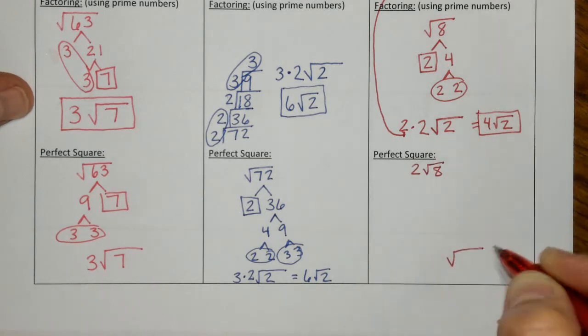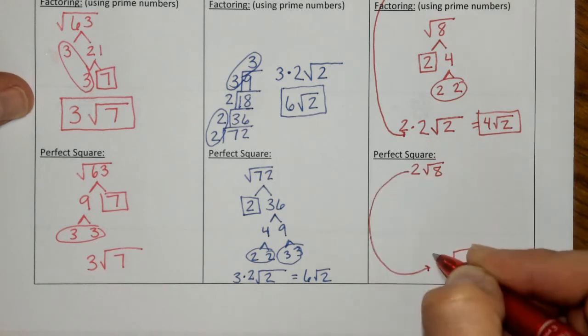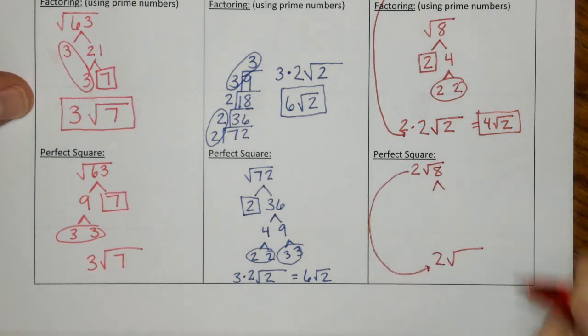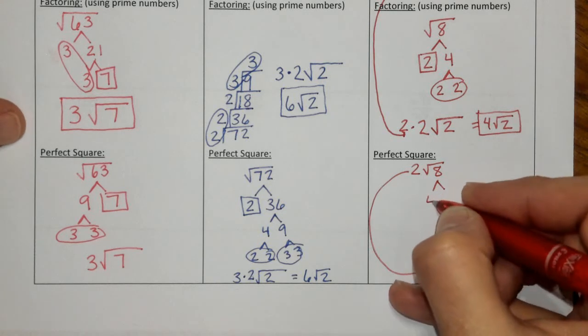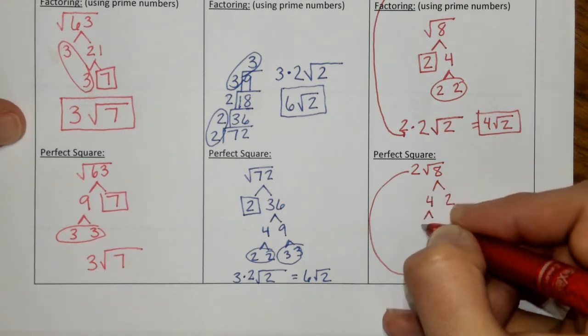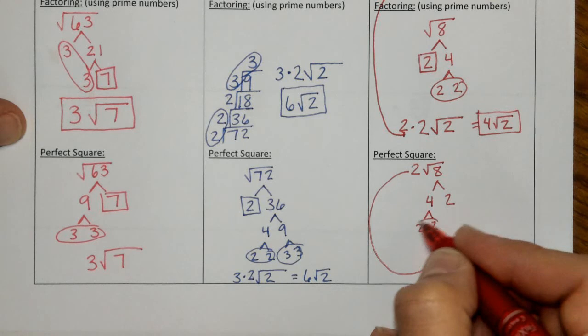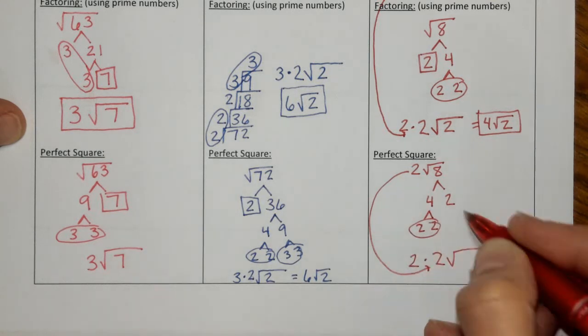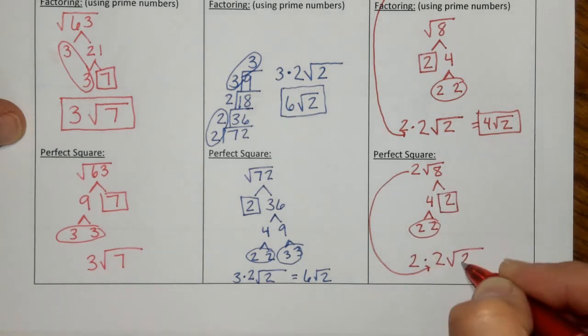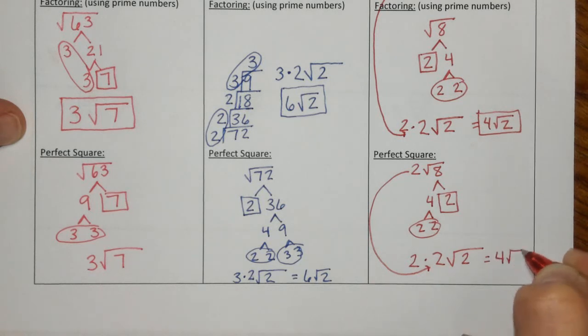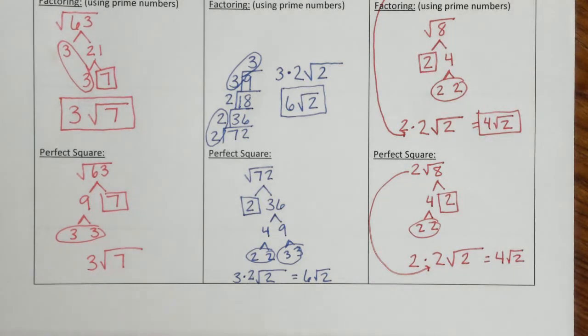We're going to go down to that house. We're going to go ahead and place that 2 out front. 8, the perfect square that can go into it is 4. It would be 4 times 2. And the 4 breaks down to 2 times 2. Here's a partnership that'll join outside. And this guy all by himself stays inside, giving us our 4 square root of 2. You decide which one you like best.